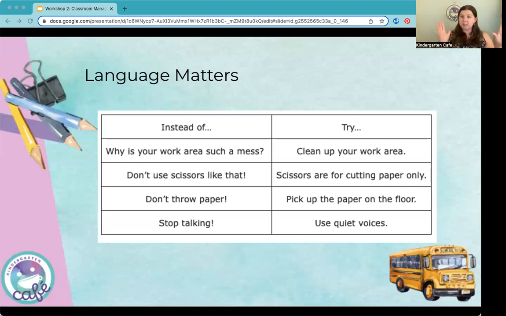So that wraps up our teacher language portion. We're about to get into establishing routines and this part about, like what Tanya said, going slow. So if there's any questions about teacher language, let me know, but I will move on.